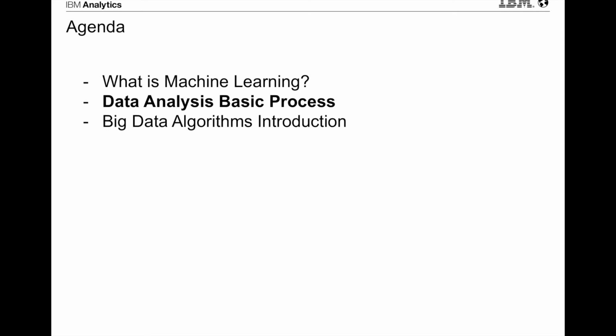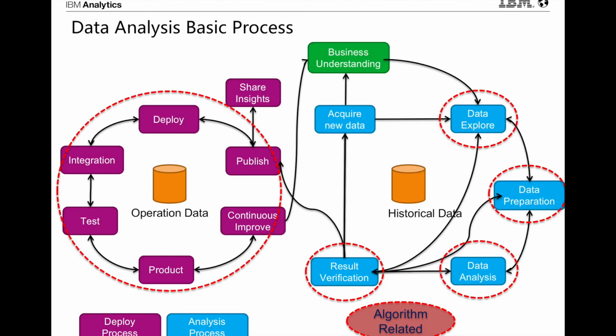Look at this page. In the second part, we will introduce the basic data analysis process. This is the life cycle of a data analysis process. The left is the model deployment, and the one on the right is the model analysis process. Model analysis is based on user historical data, then goes through business understanding, data exploration, data preparation, data analysis, and result verification. Then new data occurs. This forms a closed loop in the analysis process.